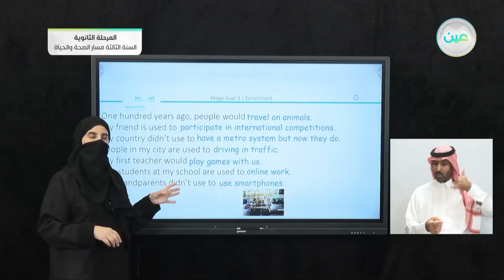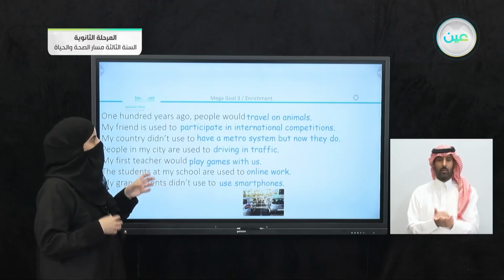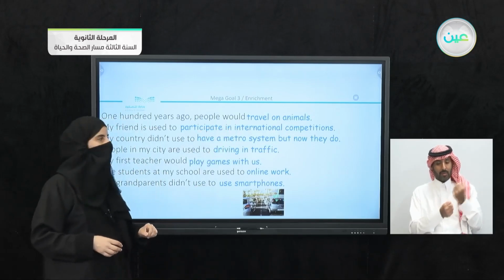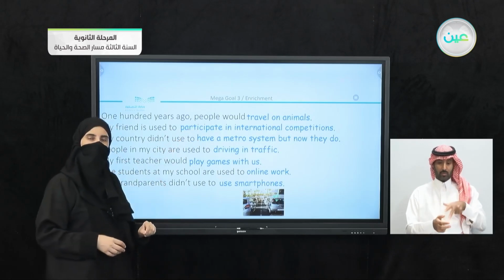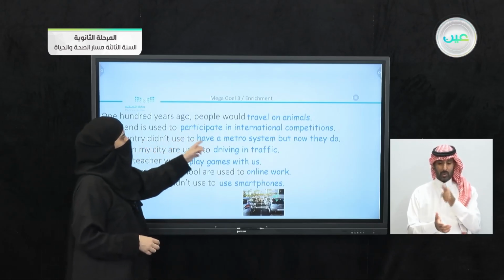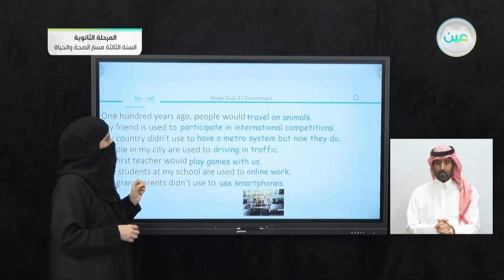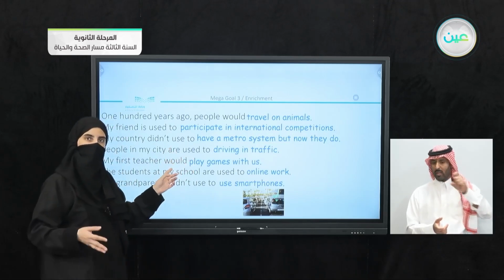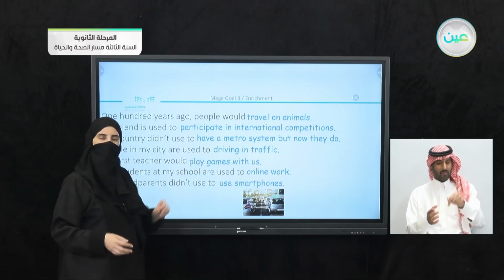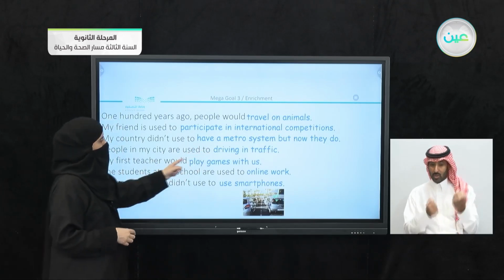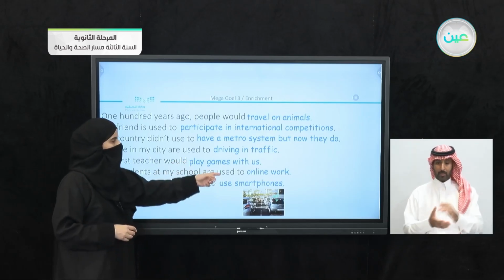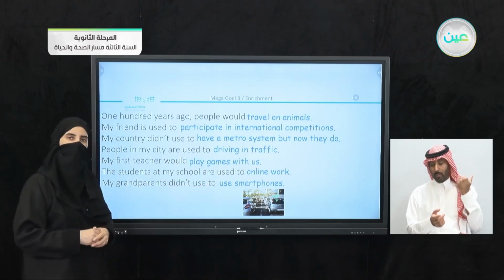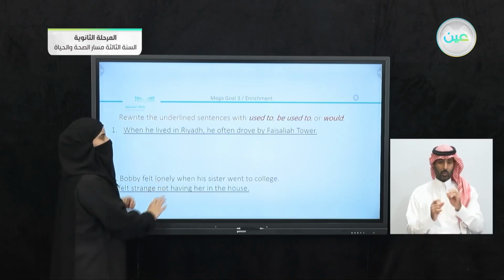So if you notice from the sentences, as I told you, we follow up with the correct form. Now we have would followed by the base form, travel. We have used to, participate, base form. We have also didn't used to have a metro system. There is the base. But here we can see that we have are used to. So we are talking about the present time. We have a noun, after that a gerund, driving. Would has the base form, play. Are used to is followed by a noun. And the last one, used to, use, base form. So this just shows or proves that we have the correct forms.